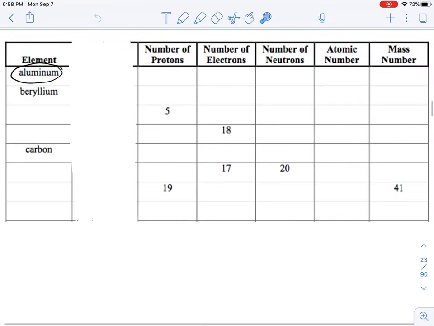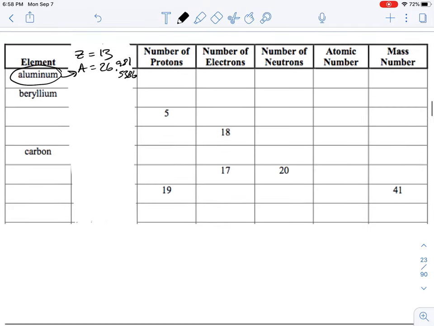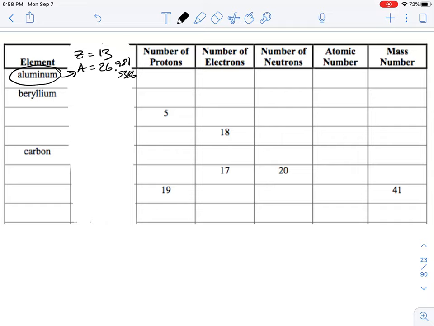And so for aluminum, since I have an atomic number of 13 and I have an atomic mass of 26.9815386. Okay, I'm just squeezing it all in here. I'm going to go ahead and just fill in this chart. So my atomic number is 13, because that's what the top number was. The mass number is going to be 26.9815386.